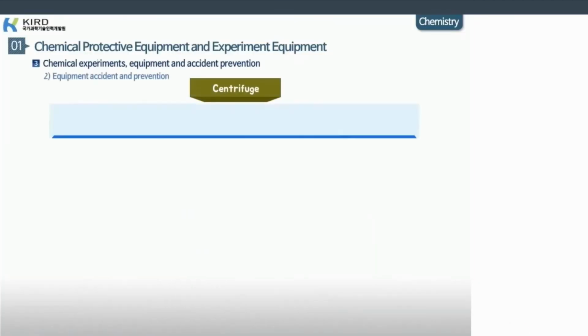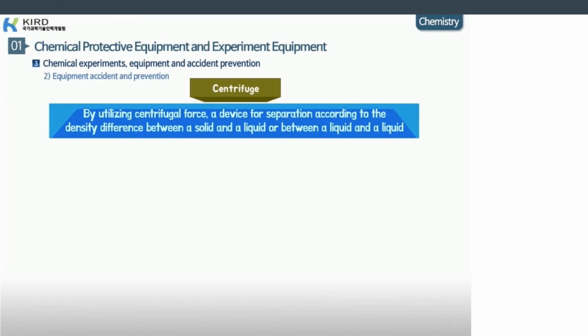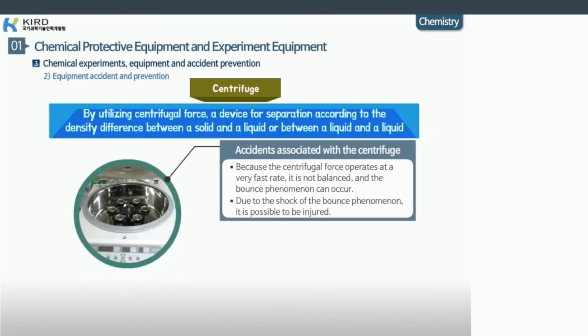A centrifuge is a device which utilizes centrifugal force, permitting separation according to the density difference between a solid and a liquid, or between a liquid and a liquid. Accidents associated with a centrifuge may occur, because the centrifuge operates at a very fast rate. It may become unbalanced and the bounce phenomenon may occur. Due to the shock of the bounce phenomenon, it is possible to be injured.